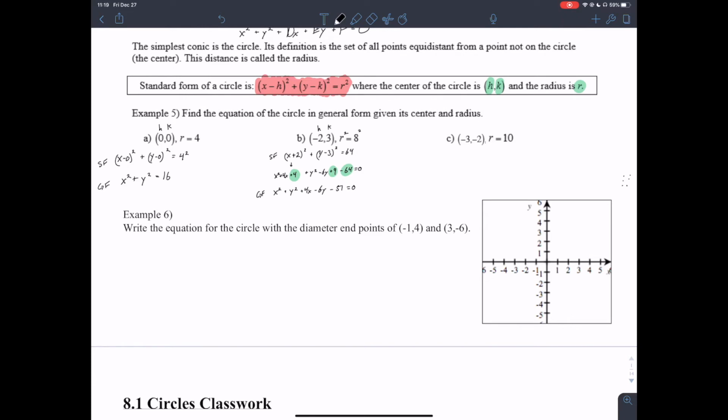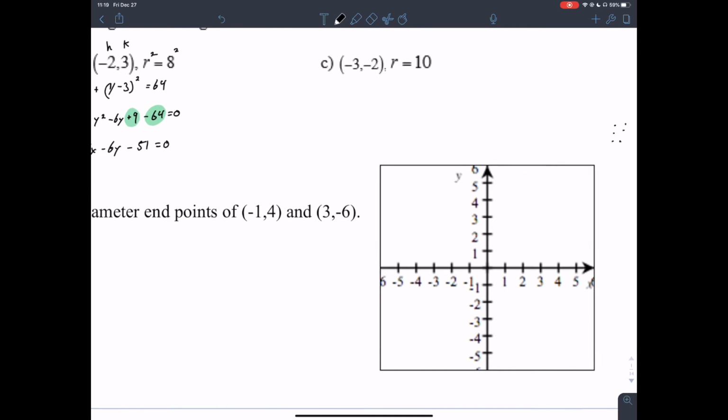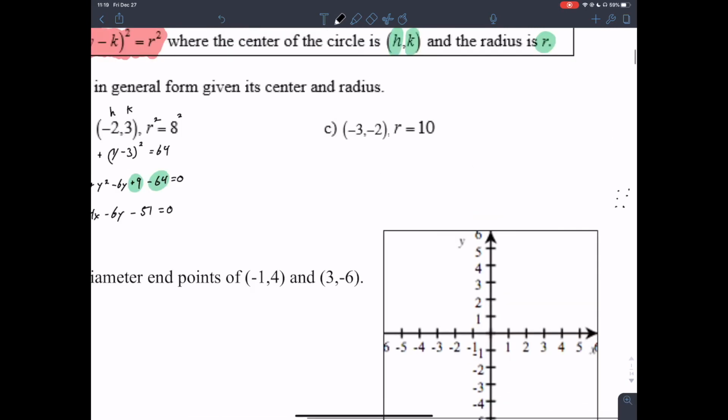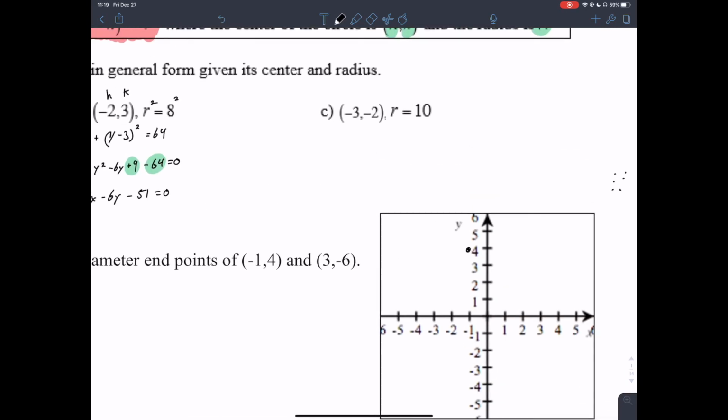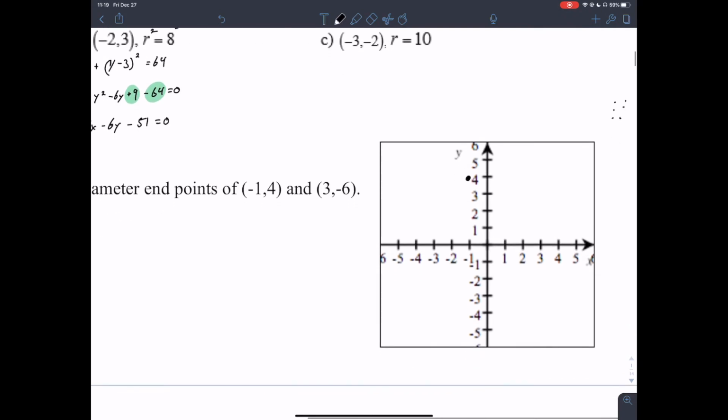Example 6 is tricky because they gave us the diameter endpoints. So let's go to negative 4 comma 1. Sorry, negative 1 comma 4. So that's about right here. And then 3 comma negative 6. So 3, negative 6, that's about down here. Okay. And now we can see that this is the circle that is formed.